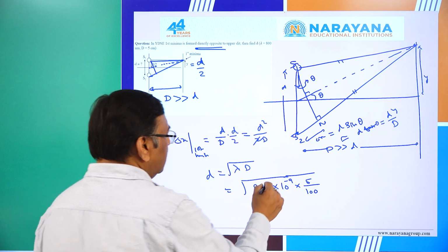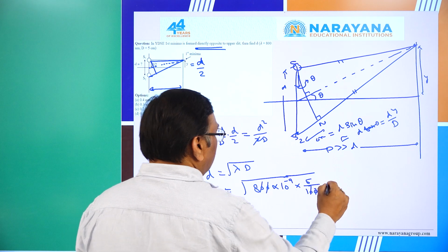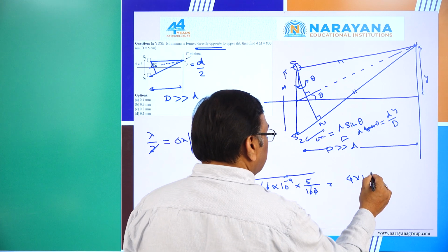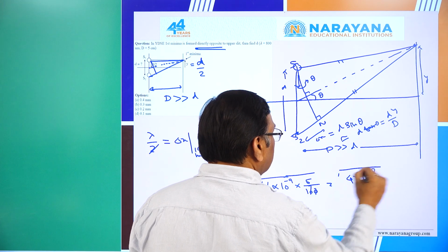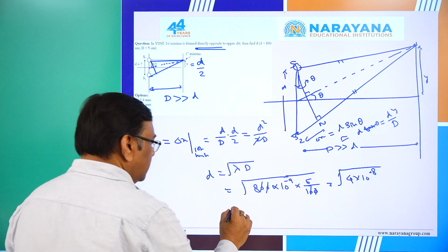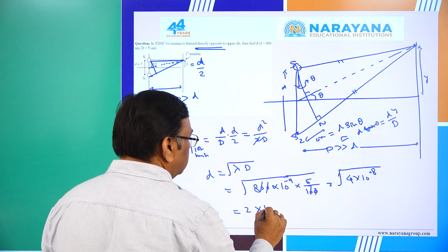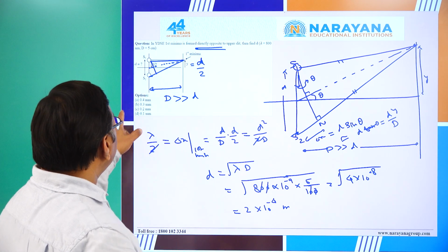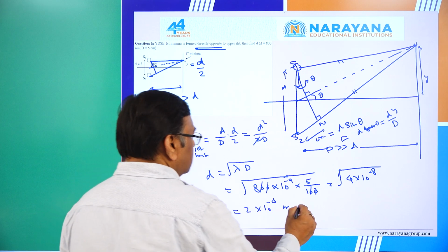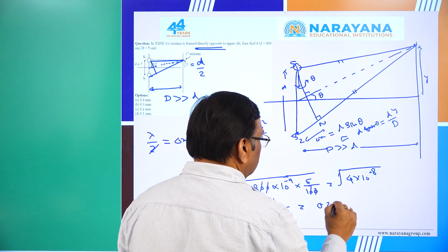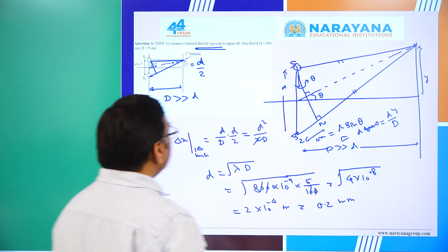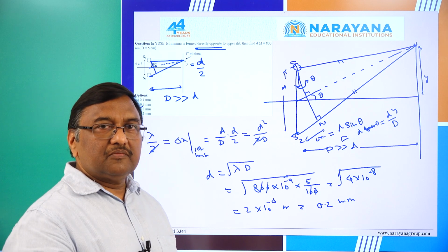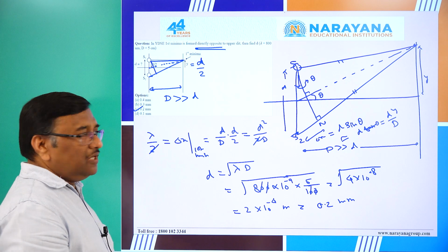If you write it, this 800 cancels out. What you are writing is 4 into 10 raised to the power minus 8 under root. If you take this, 4 under root, 10 to the power minus 8, obviously it is 2 into 10 raised to the power minus 4 meter. But you checked your options, they are giving in millimeter, so obviously it is going to be 0.2 millimeter. That should be the correct answer for this question. One option is given out here, the C should be the right answer. I hope you can understand, this is also an easy one.